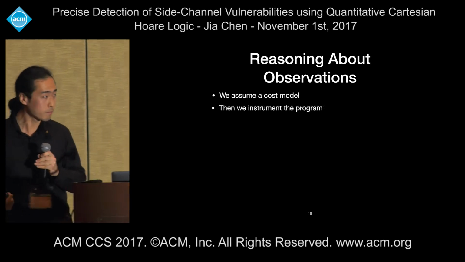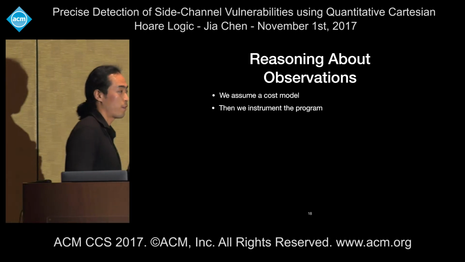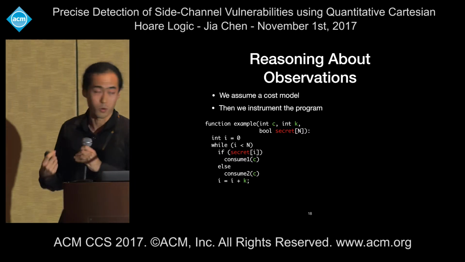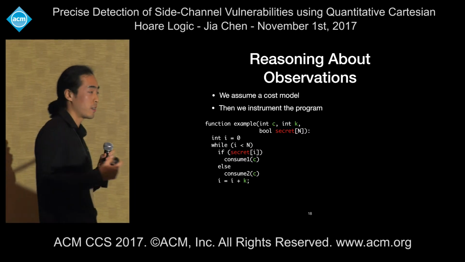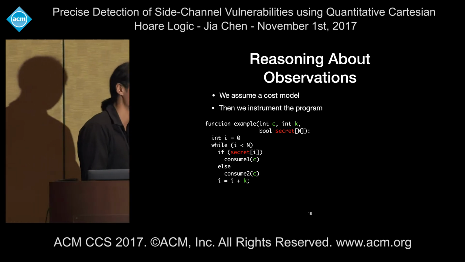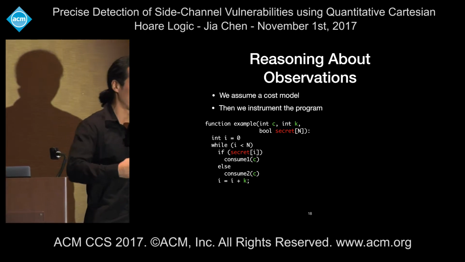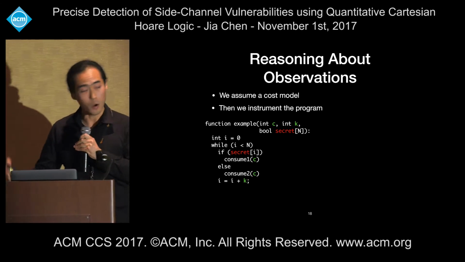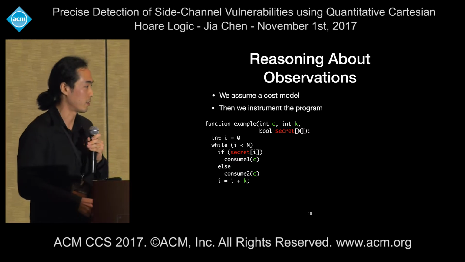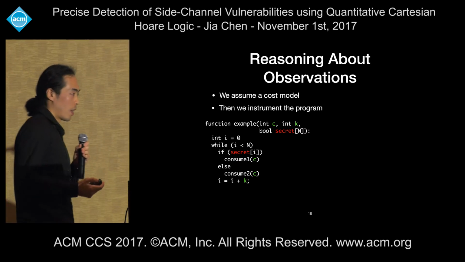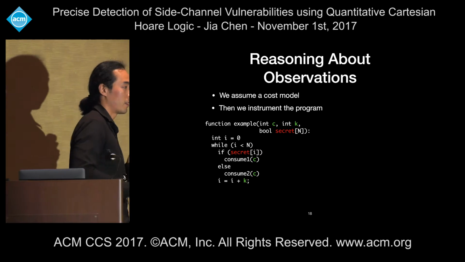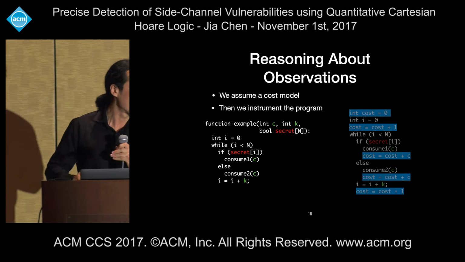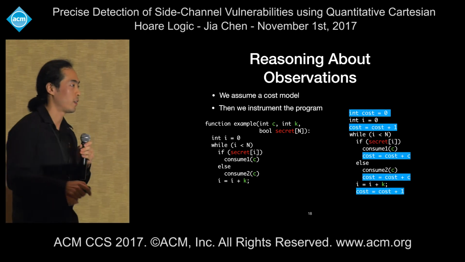Once we have a cost model, the way we incorporate the information into those programs is by taking the program and doing program instrumentation. Suppose this particular function is the program that we are trying to analyze, and the parameters of this function are the input of the program. C and K here are marked green, which means that they are low input, and secret there is red, which means that it is high input. Now, if our cost model tells us that every assignment has a cost of 1 and consume 2 are primitive operations that each have the cost of C, then the instrumentation will roughly look like this.